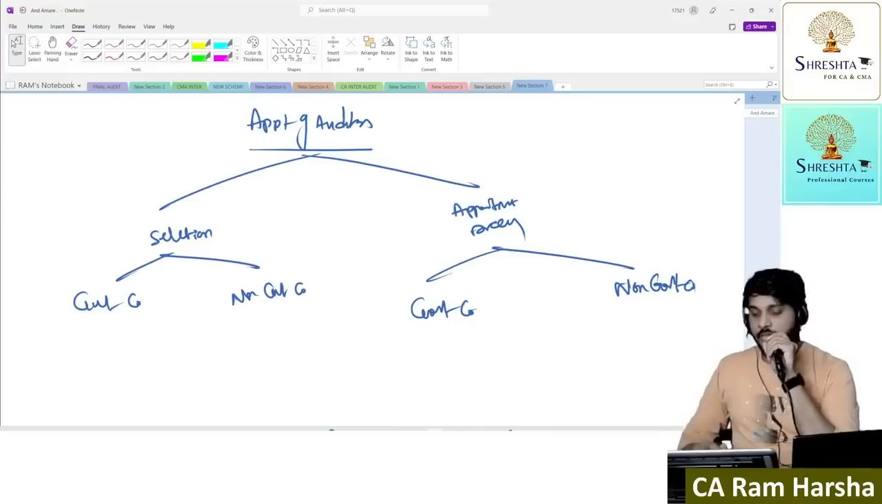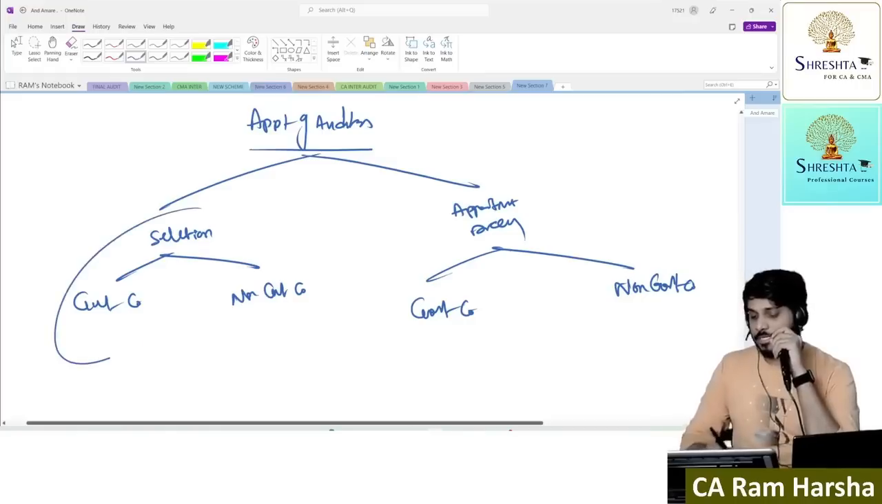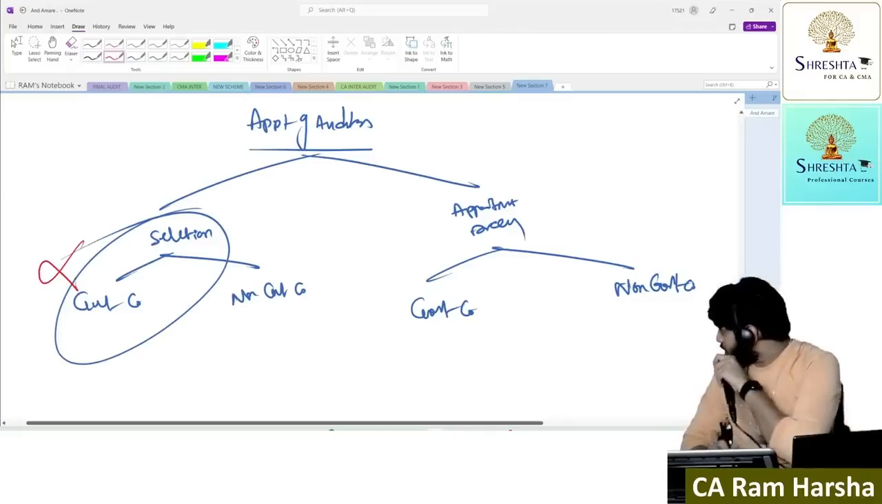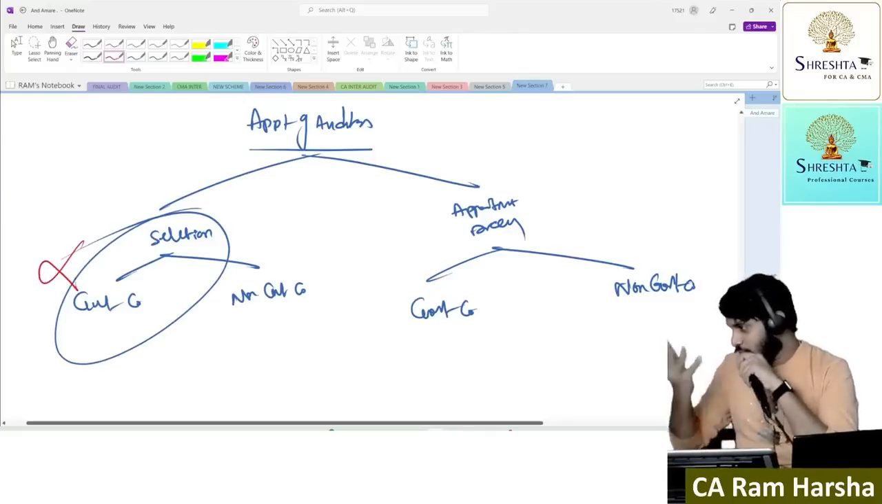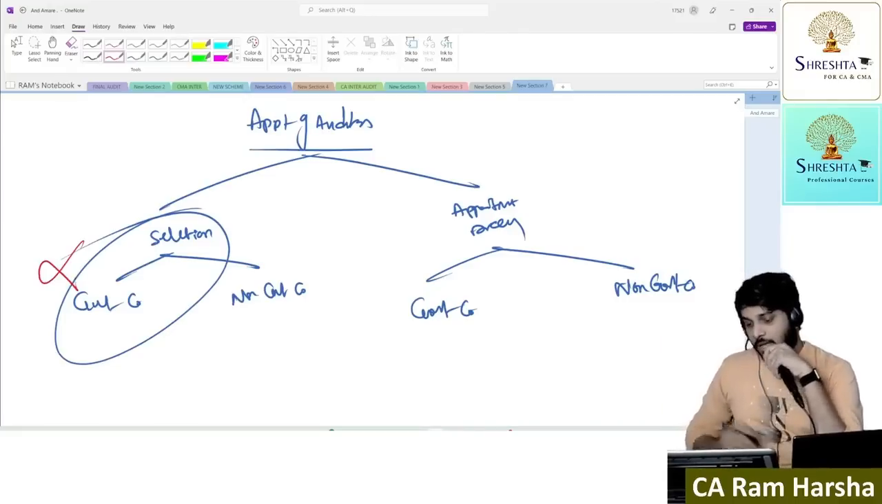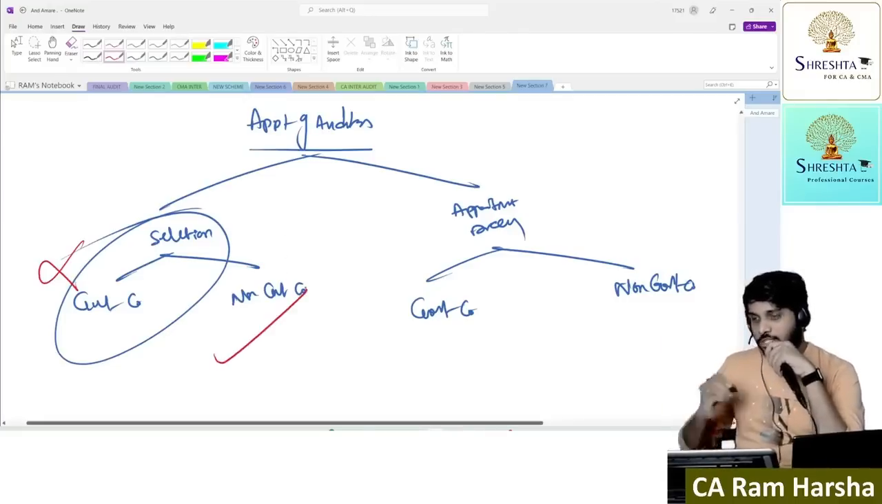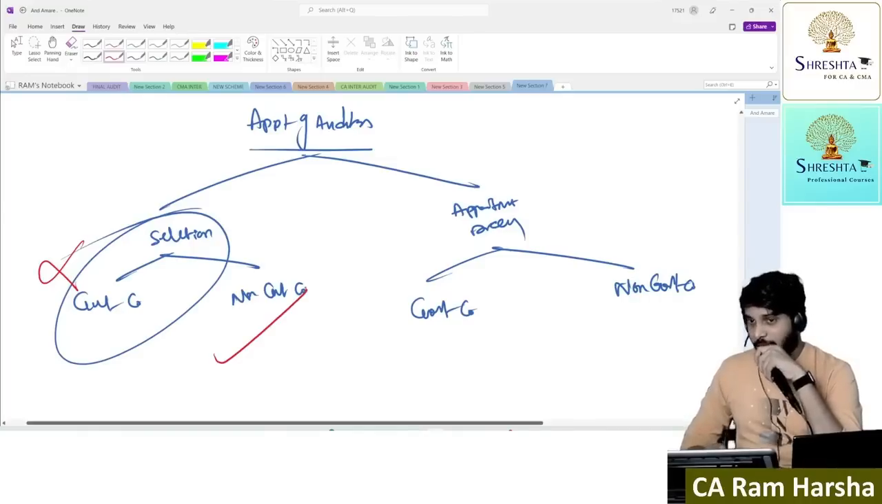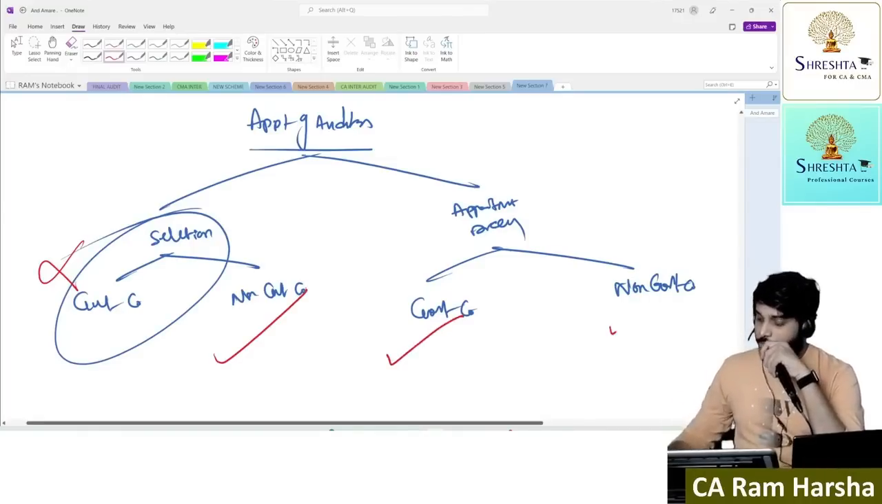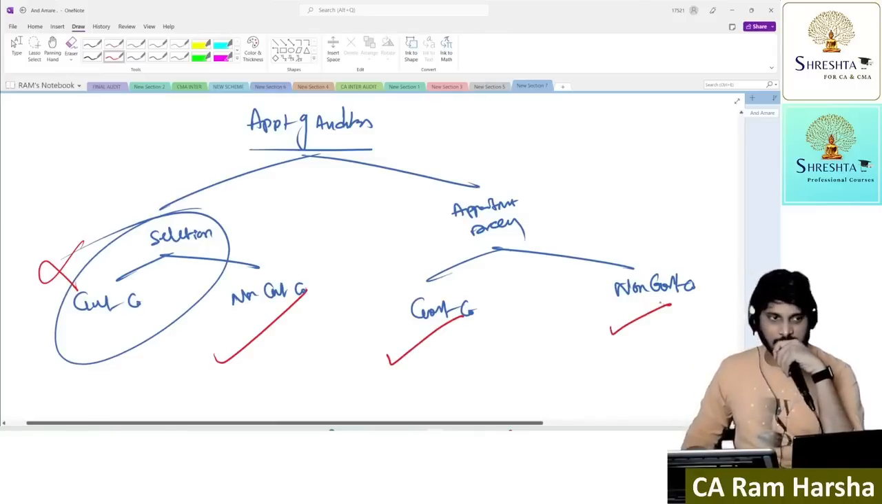Now, we don't have in our syllabus how to select auditor for government company. We don't have that in the syllabus. We have in the syllabus how to select auditor for non-government company, procedure for appointment for government company, and procedure for appointment for non-government company. Everything we have in our syllabus.